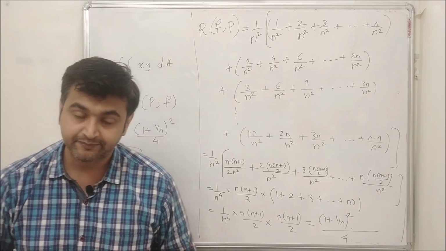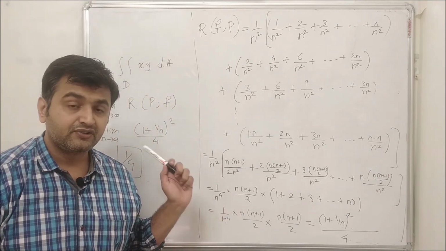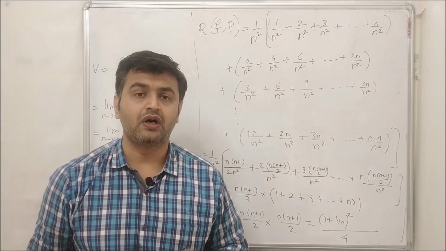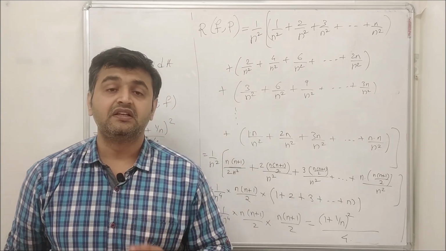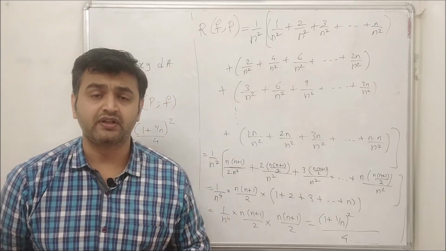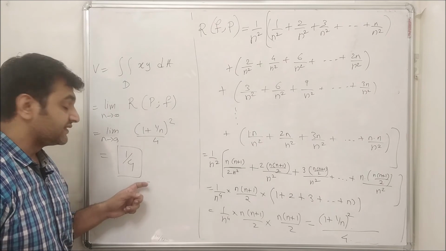So the volume of the surface below f of xy equal to xy and above the rectangle is 1 by 4 units. My suggestion is you try to visualize the graph of this function. I told you how to use GeoGebra in my playlist on functions of several variables. I will put the link in the description. You can have a look. So finally the answer is 1 by 4.